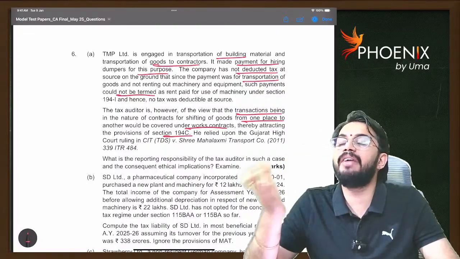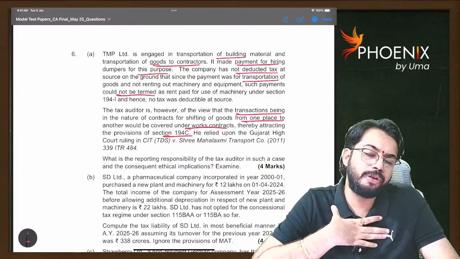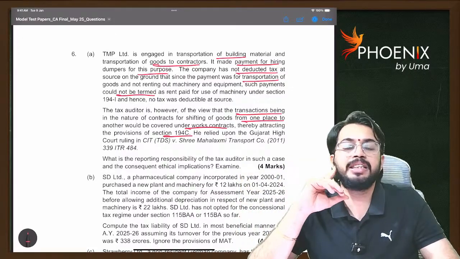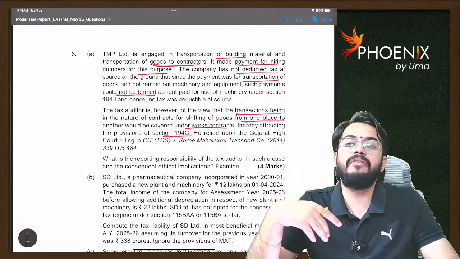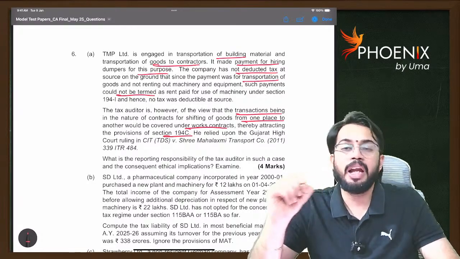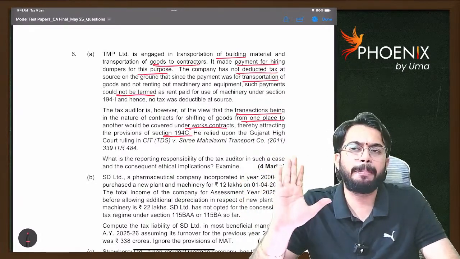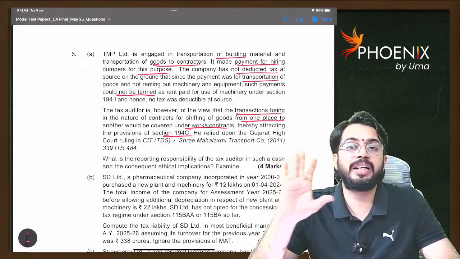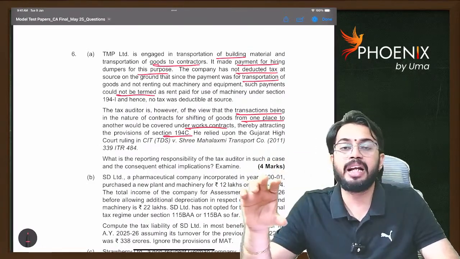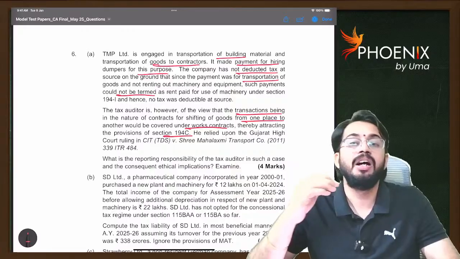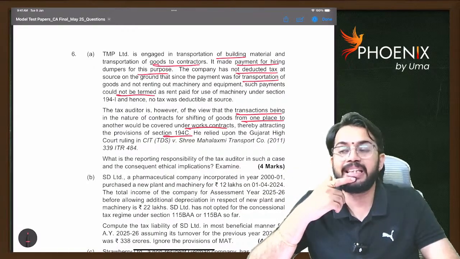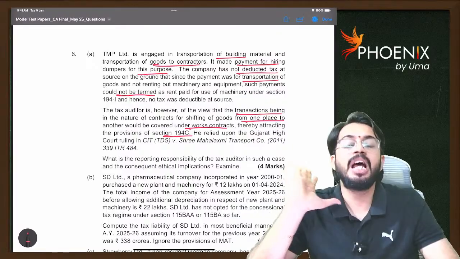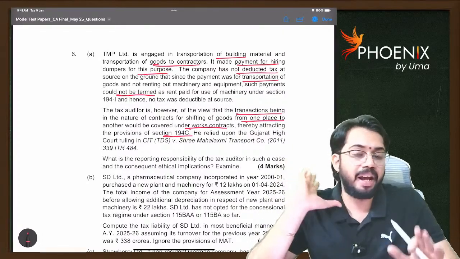Now, if I vary with the client, if my point of view is TDS is required to be deducted and the client's point of view is TDS is not required to be deducted, what will I do? I will write my objection in my tax audit report: TDS is required to be deducted, but the TDS was not deducted by the SSC. After writing that report, there will be 3CD. The tax auditor is required to submit 3CD. In that 3CD, I will disallow 30% of the expenditure under section 40A(1)(a). Are you able to understand?